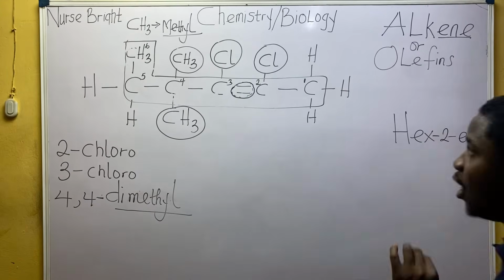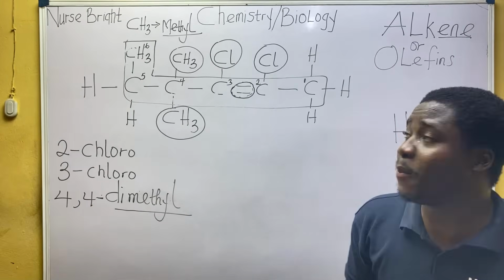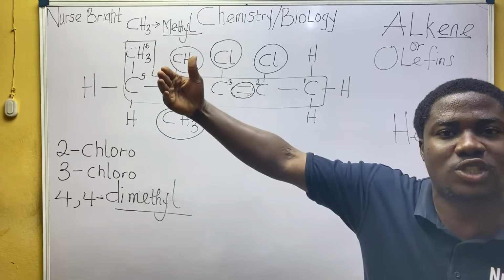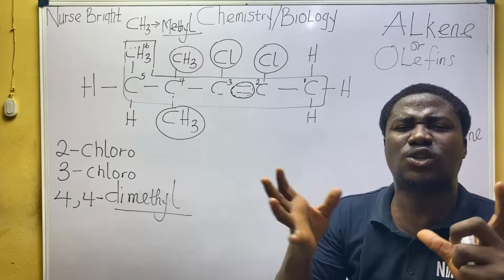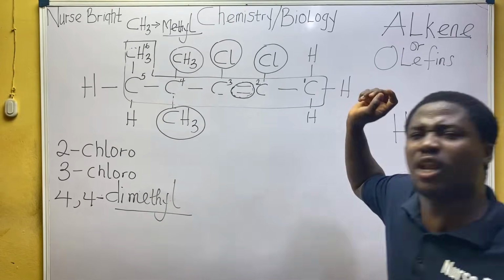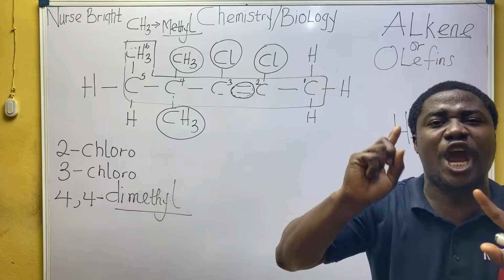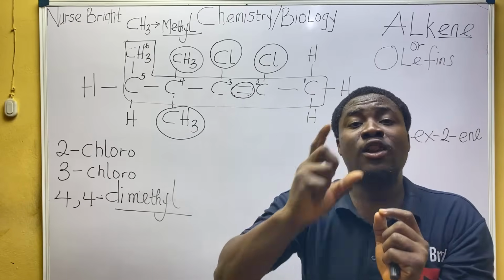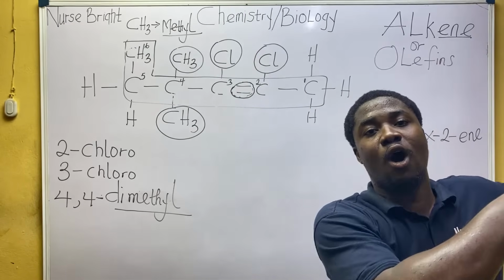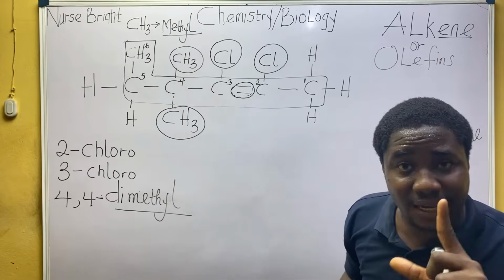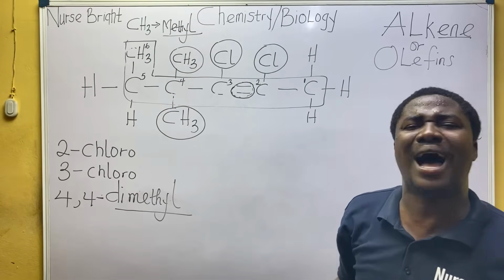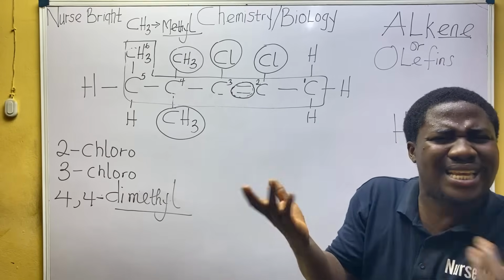What are the principles, guys? The first rule in anything: you identify the longest continuous carbon chain. Observe the compound and look for the longest connection. We saw that it was this one that is the longest. After that, number that chain, only the chain. You number forward and backward, and ensure that you have identified your functional group. Don't worry, it's not hard. We'll solve more questions and then you'll see how it works.